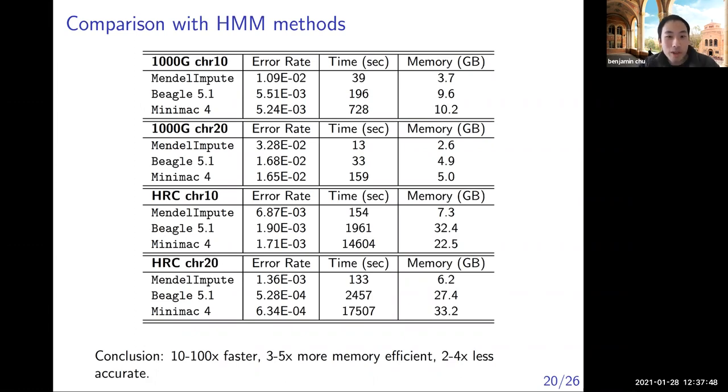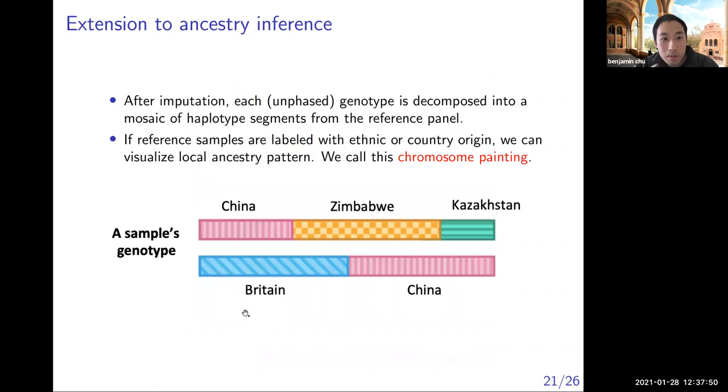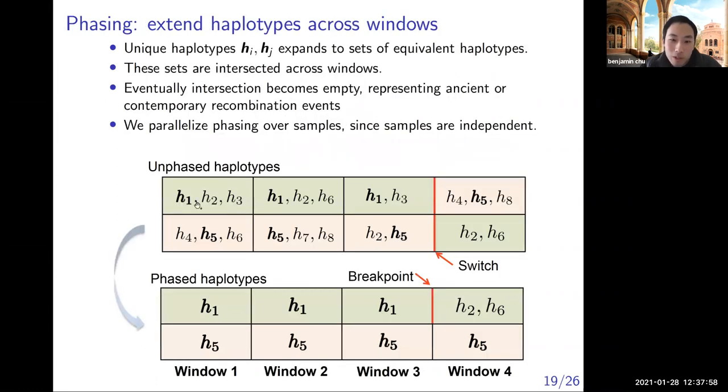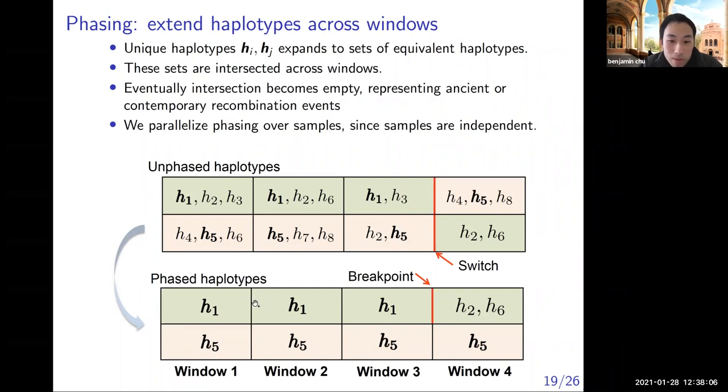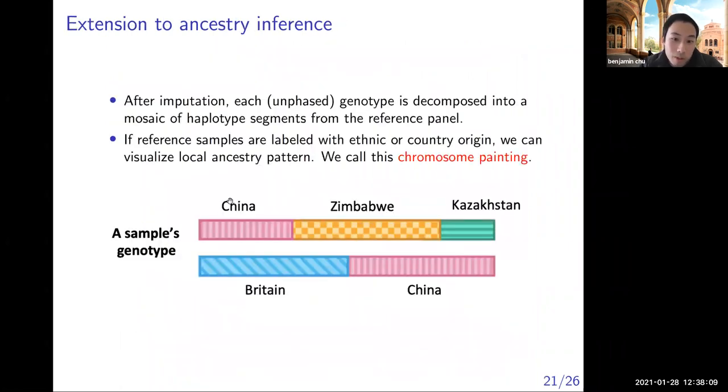So that's for imputation and phasing. But we have a very interesting extension to this process, which is that in one of the steps I was talking about these H's, which are the haplotypes from the reference panel, right? But if the reference panel haplotypes are labeled, for instance, with their country of origin or with their ethnicity, then we can decompose a sample's genotype so that this genotype becomes labeled with whatever label was in the reference panel. We call this process chromosome painting.